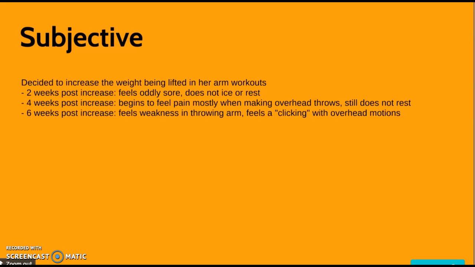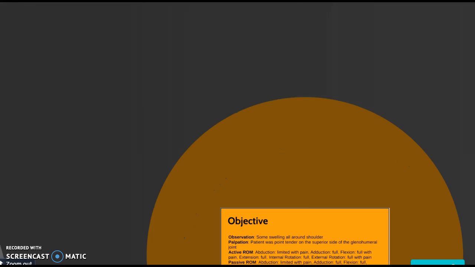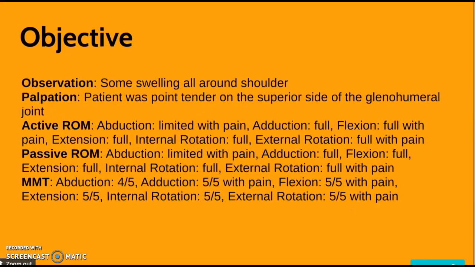2 weeks after that, she begins to feel a weakness in her throwing arm, and she feels a clicking every time she does an overhead motion. Cameron says that she has felt pain in her shoulder before, so she decided to leave the area untreated. After collecting our pseudo-patient's history, we are able to move on to the objective portion of the SOAP method.